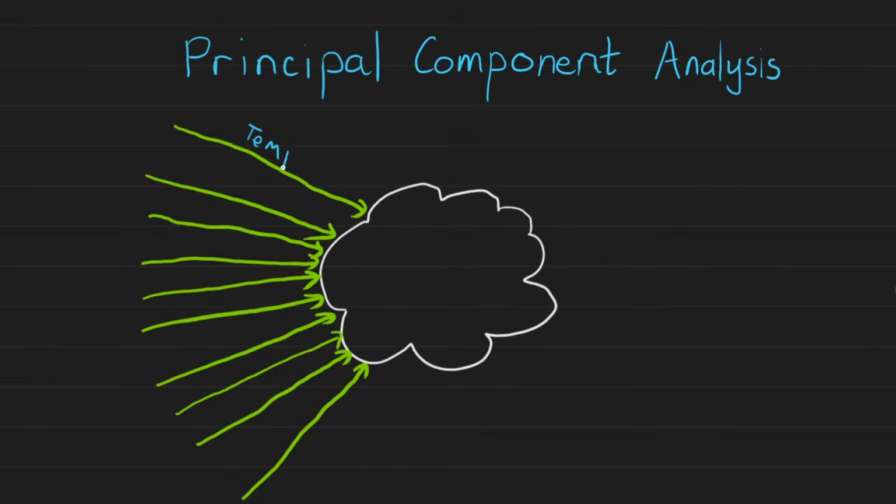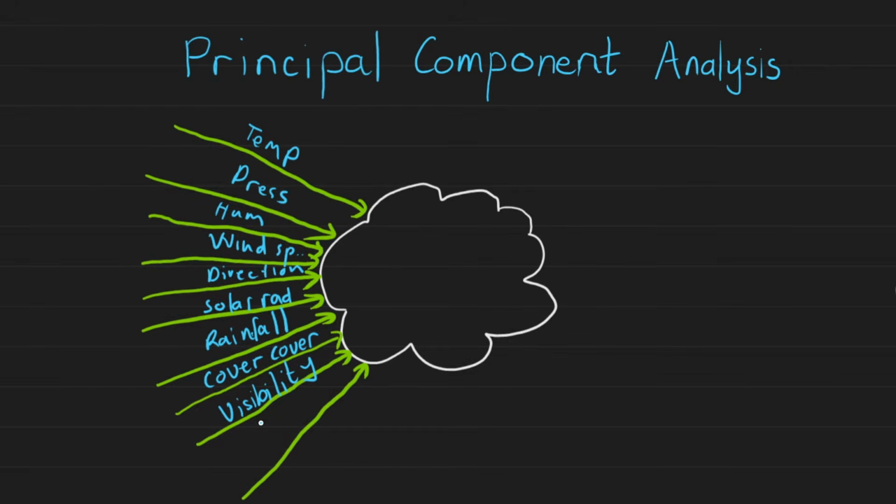We can have temperature in a certain region, maybe the pressure, and then the humidity, and the wind speed, and wind direction, maybe even solar radiation, rainfall, maybe the amount of cloud cover in a certain area, then perhaps the level of visibility in that area, and then perhaps the dew point of the air. So this is actually 10 variables that we can use.